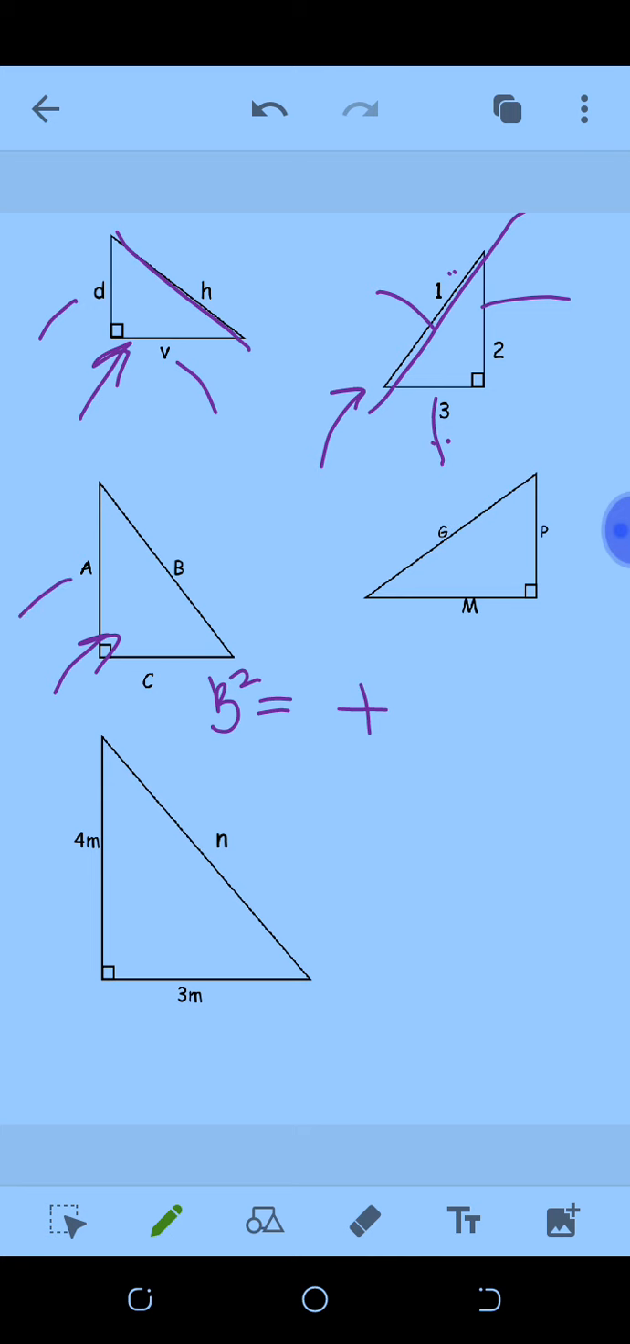So this is one adjacent side, that's A, right? So I'm going to write A square plus, what is the other adjacent side? C. So that is going to be C square. Boom. That's Pythagoras theorem.